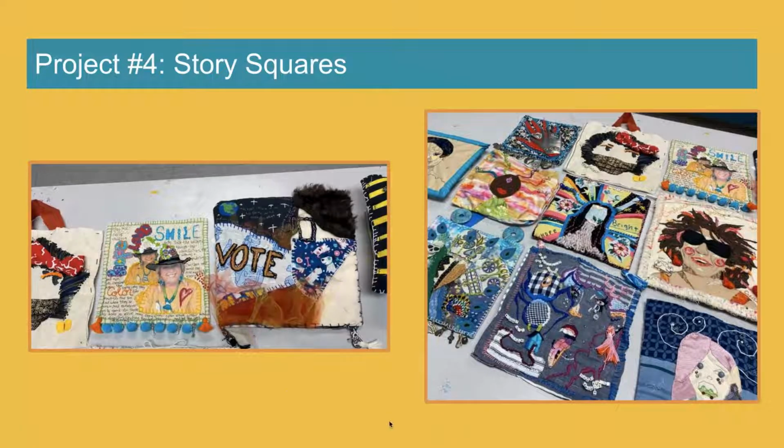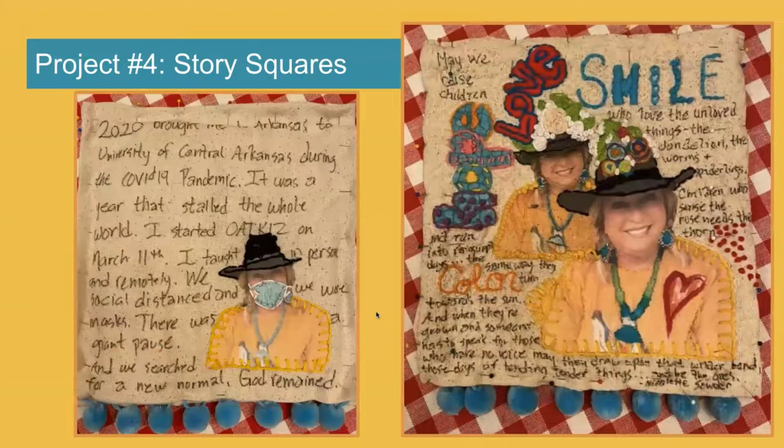And here you can just see another view of some of the story squares. And this one, I like the view you see of it here. This student chose to focus on the election, and this is sort of him screaming out of his mouth to vote. This was mine, and I'm going to show it to you because I think it's really an example that you could use with your students.